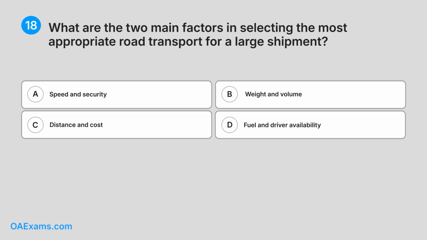18. What are the two main factors in selecting the most appropriate road transport for a large shipment? A. Speed and security. B. Weight and volume. C. Distance and cost. D. Fuel and driver availability. Do you know the answer?